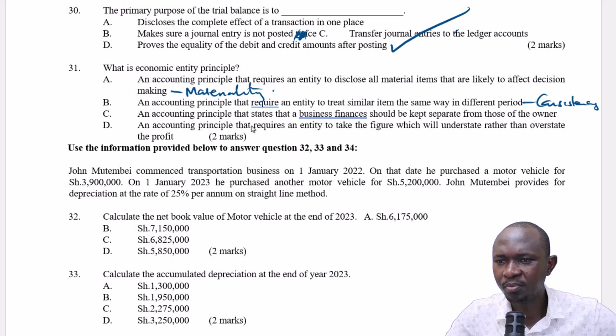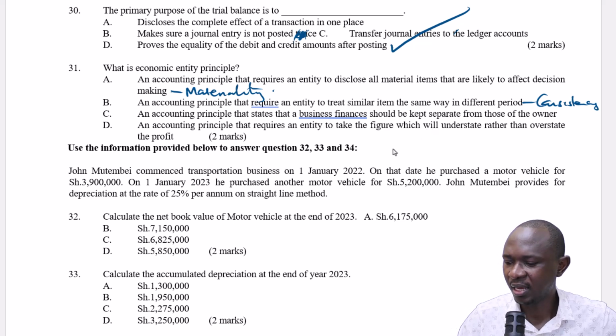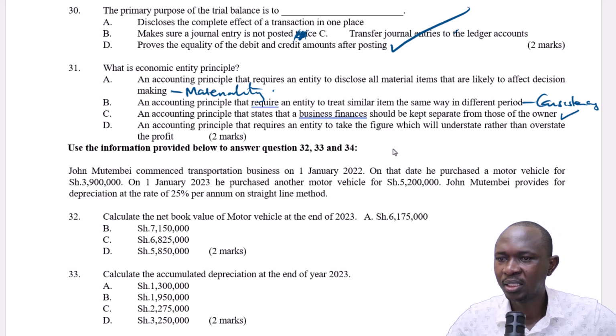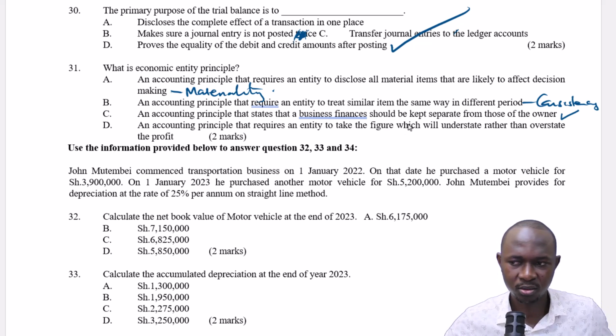Then, an accounting principle that states that a business's finances should be kept separate from those of the owner. Yes, this is the economic entity or business entity principle. We talk of the business entity principle or economic entity principle. It says that a business's finances should be kept separate from those of the owner. The owner and the business are two different entities.